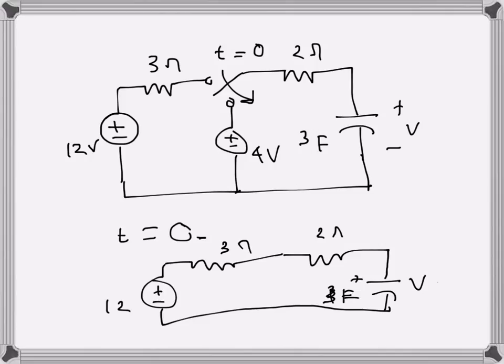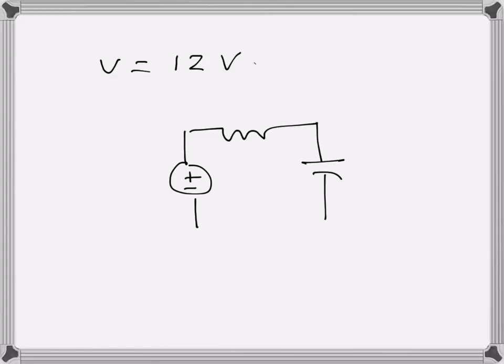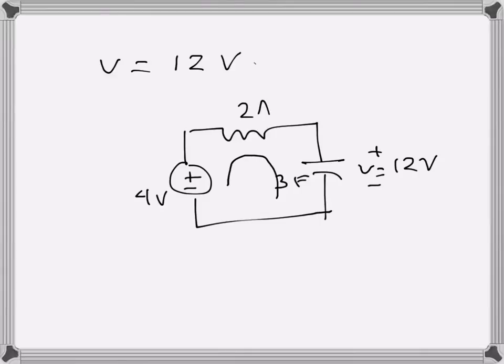Now when the switch is taken to this position, the circuit becomes something like this, and this is the capacitor which has already 12 volts here, which is V, and 3 farad, 2 ohms, and here it is 4 volt. Now the capacitor will discharge through the resistance, and we have to find the expression of the voltage.